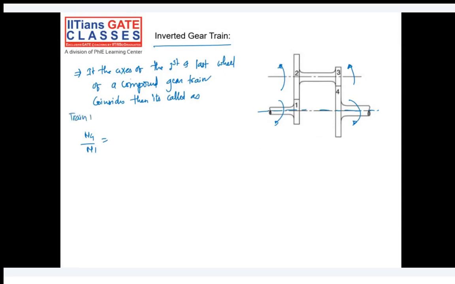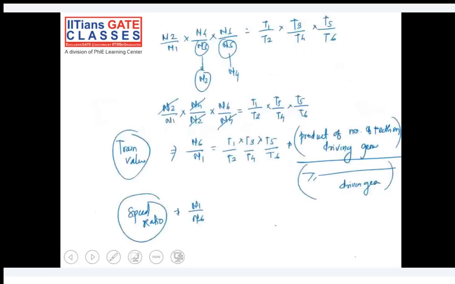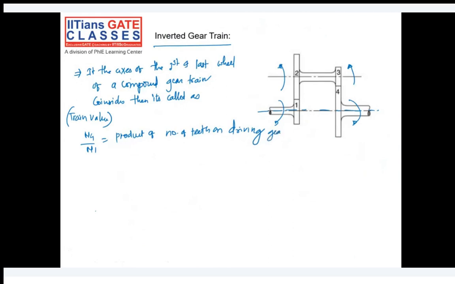Okay, it is equal to the product of number of teeth on driving gears to the product of number of teeth on driven gears.